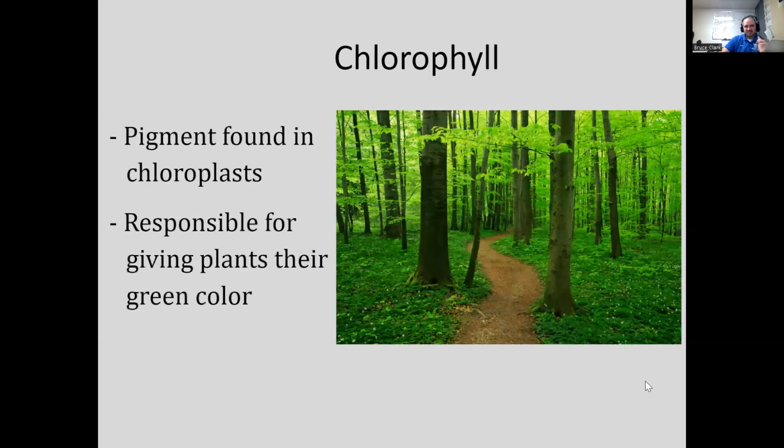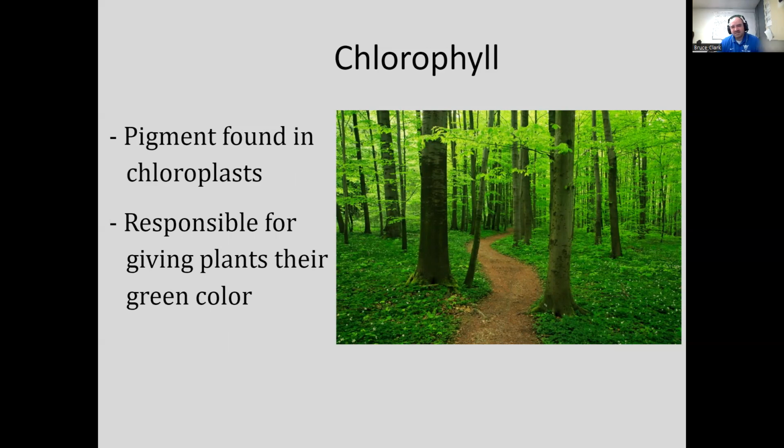Inside those chloroplasts is the next part, and that would be chlorophyll. It's the pigment found in there, and it's responsible for giving plants their green color. Most plants, not all plants, have that green chlorophyll, but most of the ones we're familiar with do.